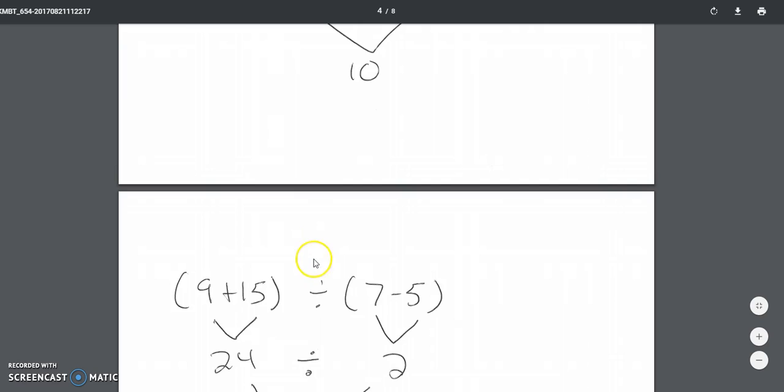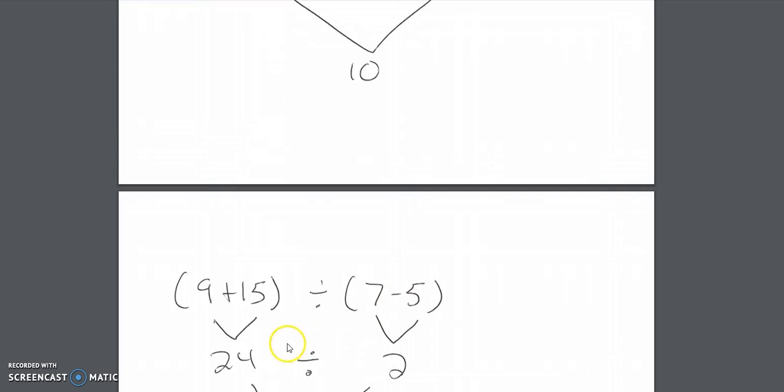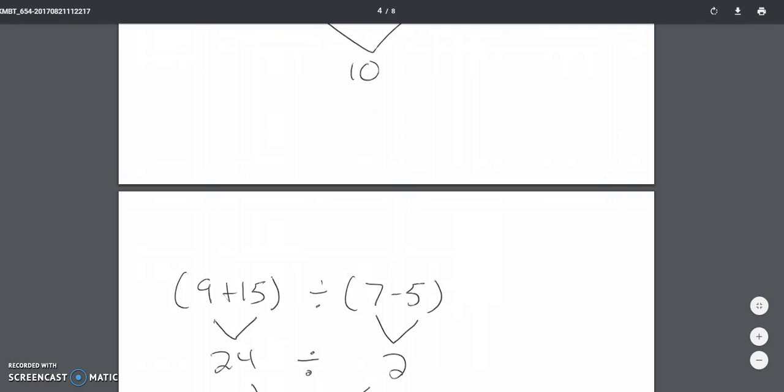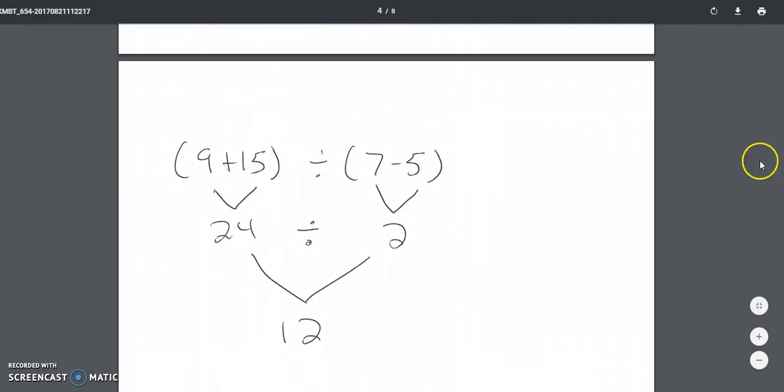Okay, so now parentheses are done. There are no exponents, so now it comes down to multiplying and dividing from left to right. Well, 24 divided by 2 is, you guessed it, 12.